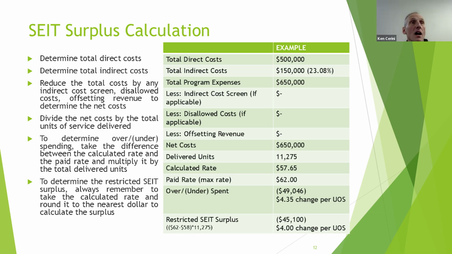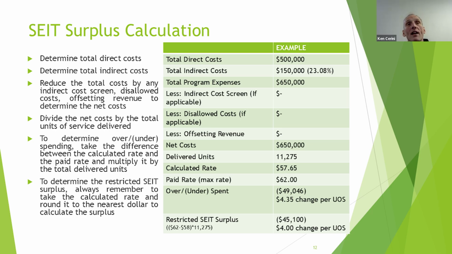CEIT, like I said, works basically the same way at the beginning, and then we'll get to the surplus component of it in a second. So again, direct costs, understanding your direct costs, understanding your non-direct care costs. In CEIT, as I said before, your indirect cost percentage cannot be above 25%.